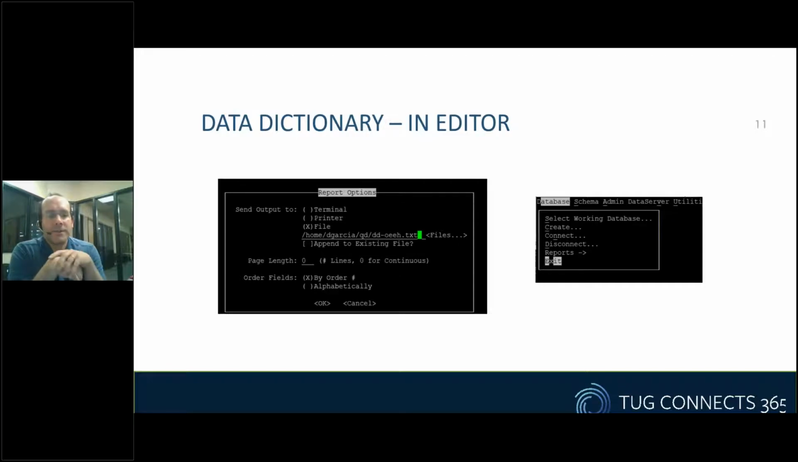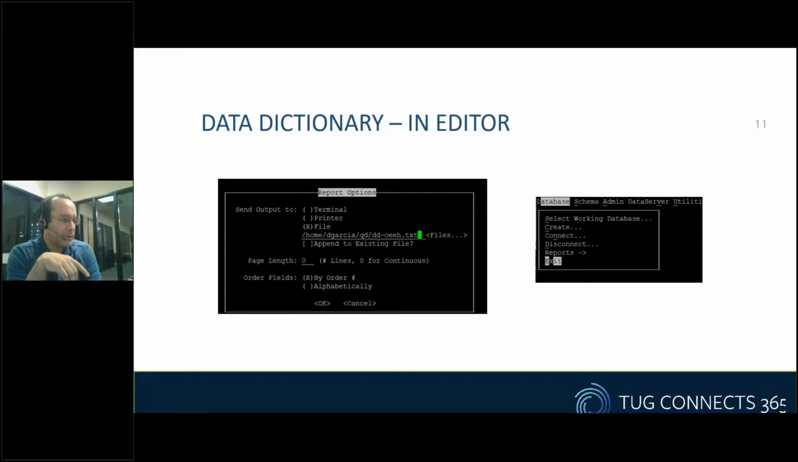After that, I always output it to a file in my home directory. In this case, you can see I'm outputting the OEH to a data dictionary, a dd-OEH txt file. It's my naming convention that I use for any output of a data dictionary report file. And I would change it to alphabetically based on the field names. And then I have to remember, you always want to go to exit to output.